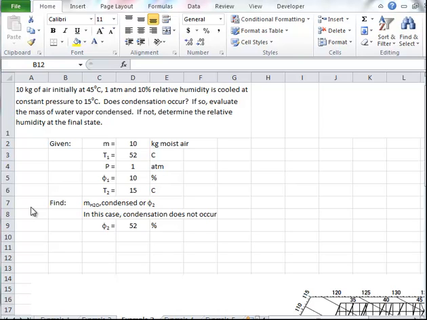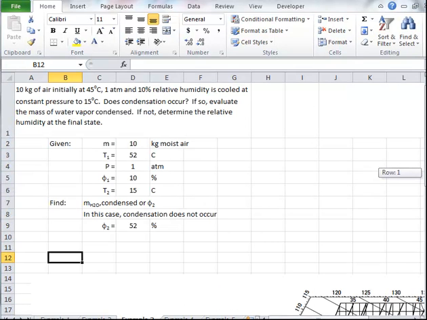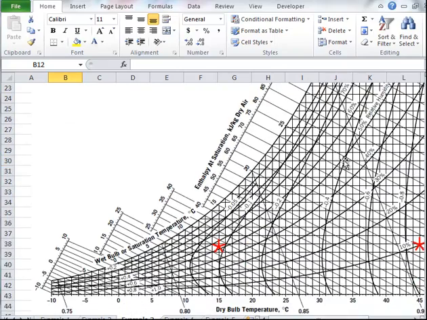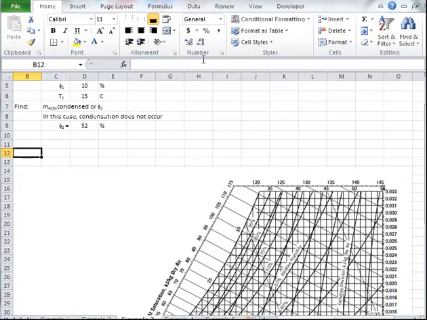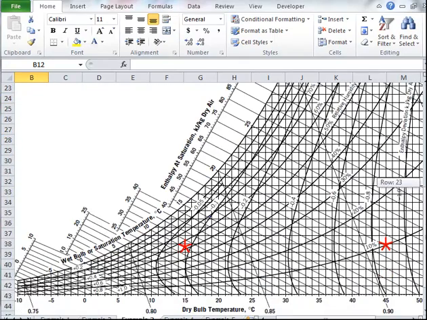If it does, then how much water vapor condenses, and if not, figure out what the relative humidity is at this given state. So I can use the psychrometric chart. So let's come down and find this point. It's 45 degrees C, 10% relative humidity. Okay, so let me zoom in slightly. Okay, 45 degrees C and 10% relative humidity. So right on this point right here.